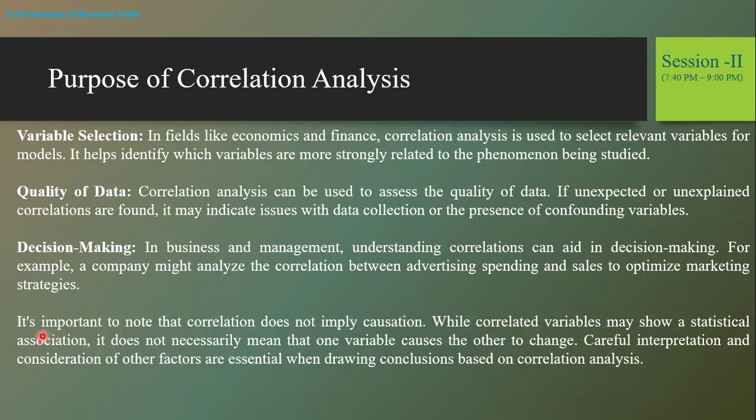And last thing, but not the least thing, it is important to note that correlation does not imply causation. Causation is basically regression. You cannot predict here the impact of one variable on another. You just need to see whether two variables are related in a positive way, in a negative way, or there is no relationship. But it does not imply causation. While correlated variables may show a statistical association, it does not necessarily mean that one variable causes the other to change. Careful interpretation and consideration of other factors are essential when drawing conclusions based on correlation analysis.